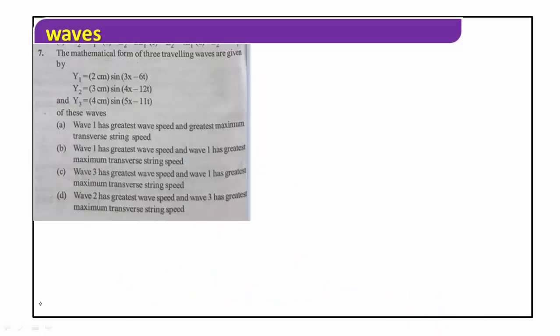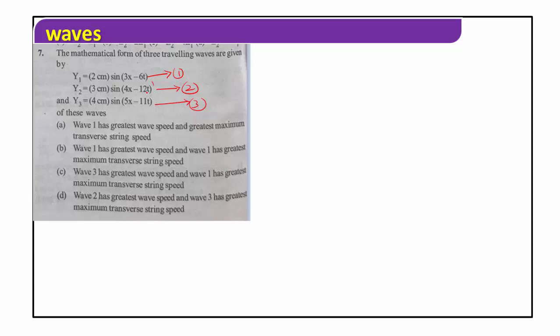And the next question is, the mathematical forms of 3 traveling waves are given by: y1 equal to 2 sine 3x minus 6t, y2 equal to 3 sine 4x minus 12t, and y3 equal to 4 sine 5x minus 11t. This is the first traveling wave, this is the second traveling wave, and this is the third traveling wave. These are the 3 mathematical forms of the traveling waves. Among these waves, what is the difference between the three?